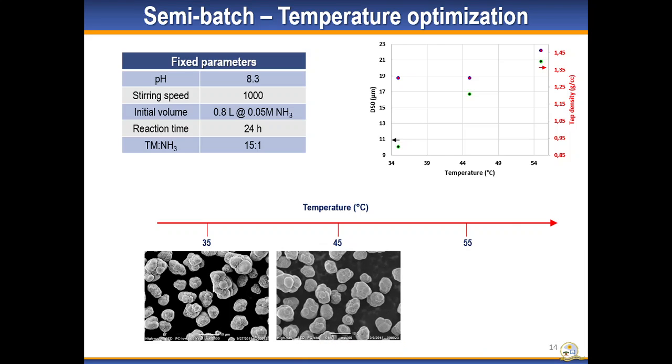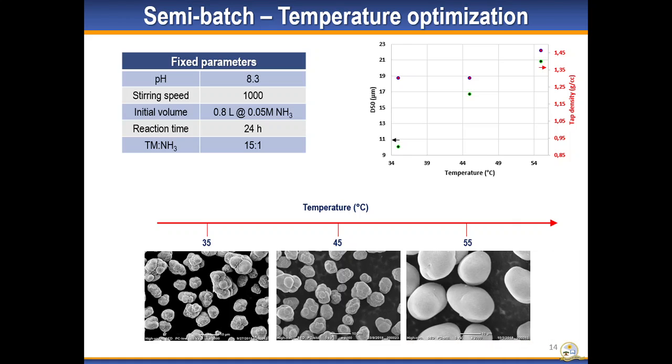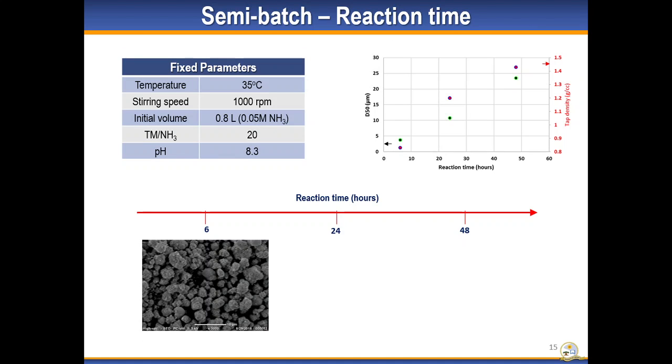Generally, there was an increase of D50 and tap density with temperature. The particles also became more spherical and less agglomerated as the temperature increased. At 55 degrees, particles are oval shaped and there's very little sign of agglomeration at this temperature. So we selected 55 degrees as the optimal operating temperature.